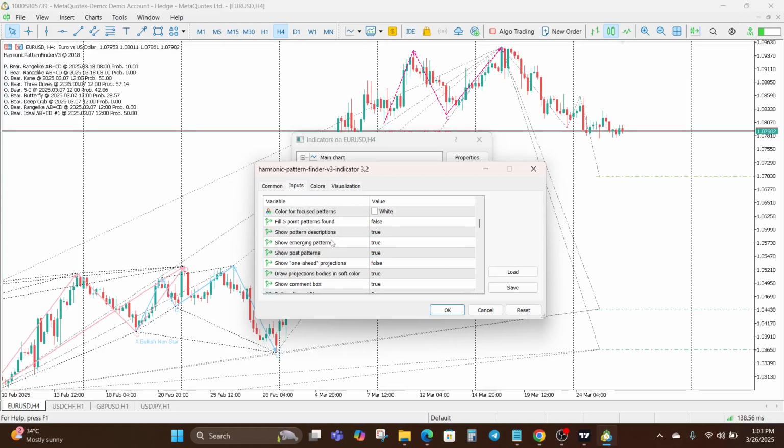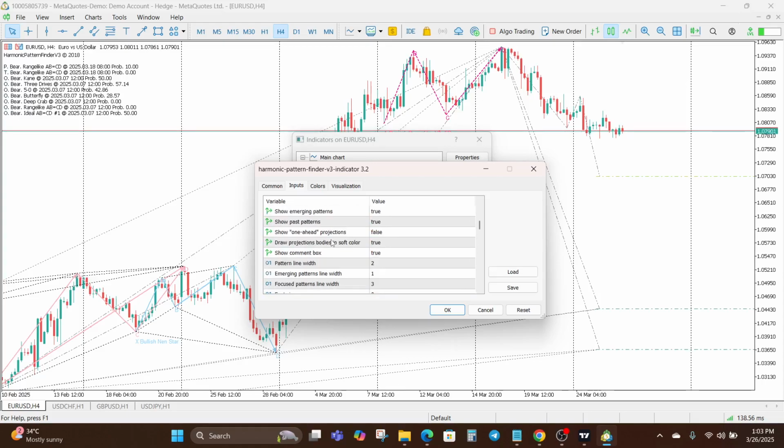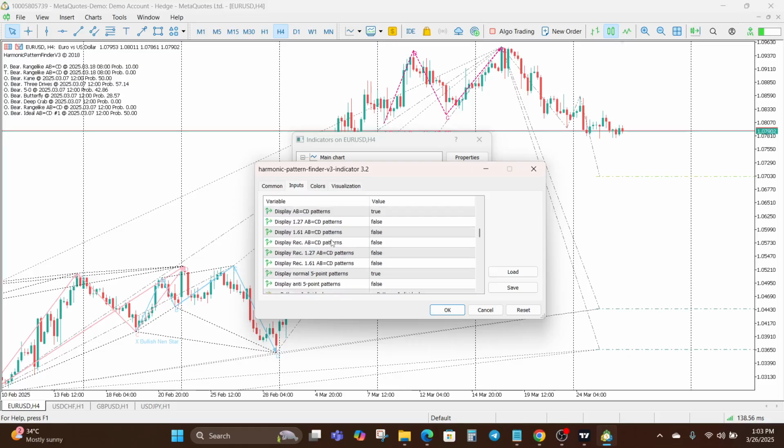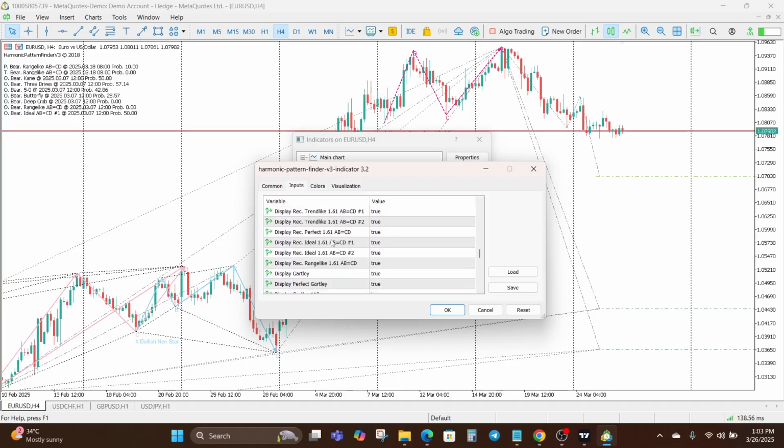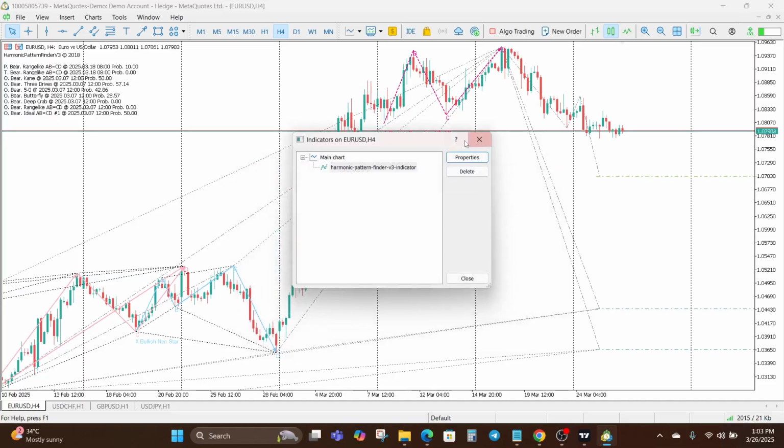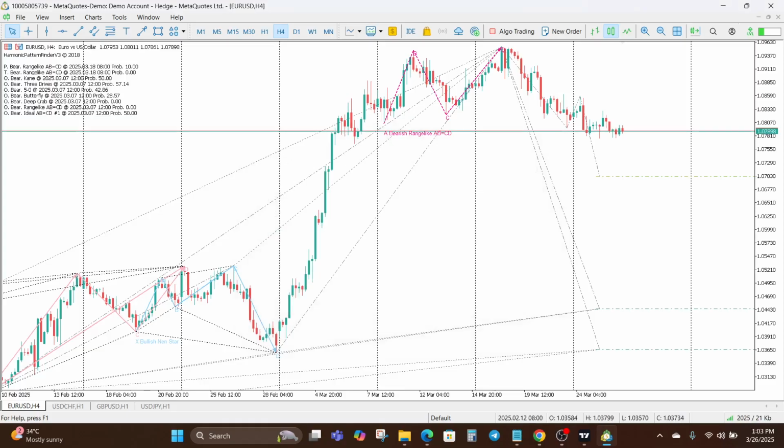All right, so this indicator is really beneficial if you are a fan of harmonic patterns. Okay, if you like to trade harmonic patterns, then you're going to find this indicator to be really beneficial. Okay, so now what makes the Harmonic Pattern Finder stand out from several other indicators?